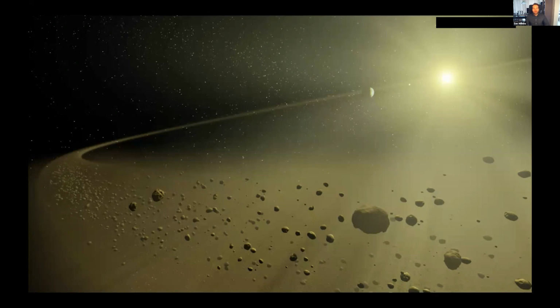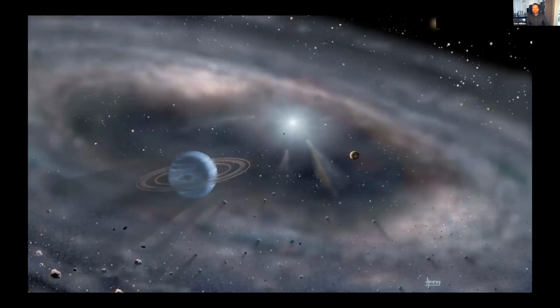We form rocky clumps in a protoplanetary disk shown in this artist's impression. And those clumps travel in orbit around the star, gradually accumulating more material and growing into the planets that we know about.